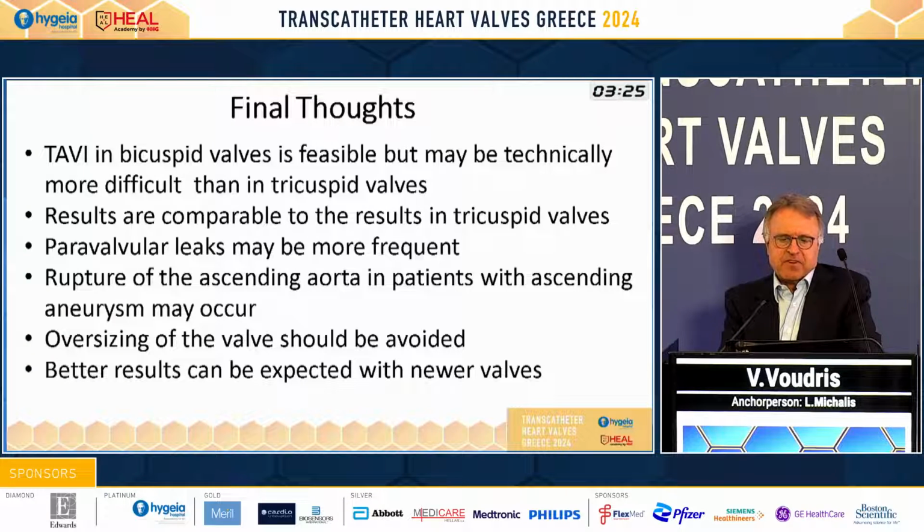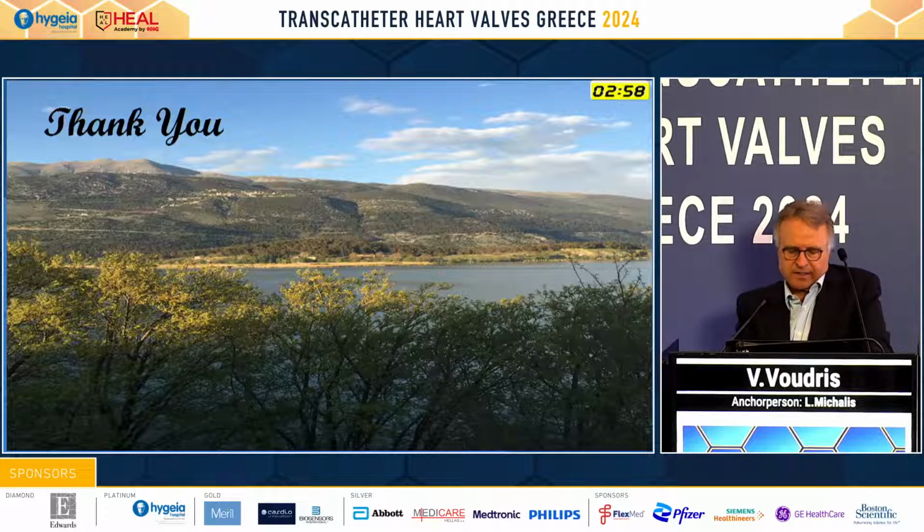TAVI in bicuspid valve is feasible, but may be technically more difficult than in tricuspid valves. Results are comparable to the results in tricuspid valves. Paravalvular leaks may be more frequent. Rupture of the ascending aorta in patients with ascending aneurysm may occur. Oversizing of the valve should be avoided. Better results can be expected with better patient selection.